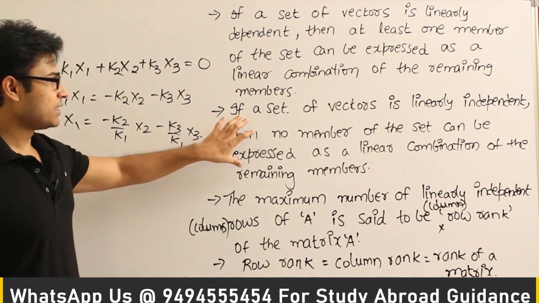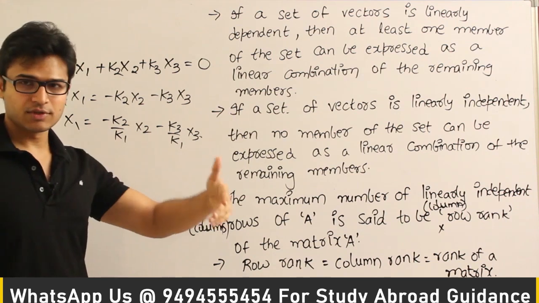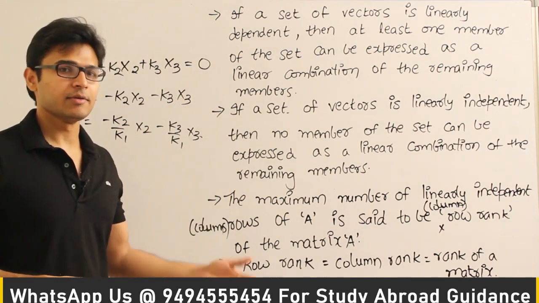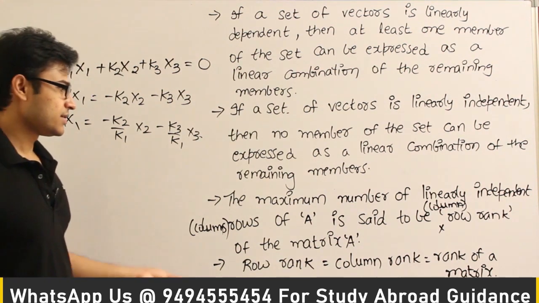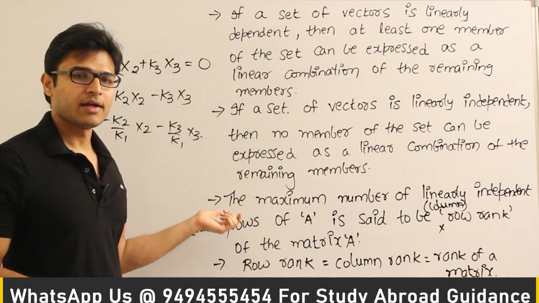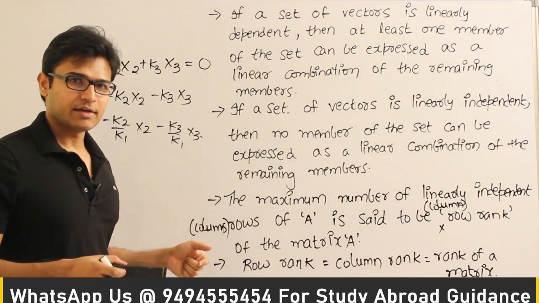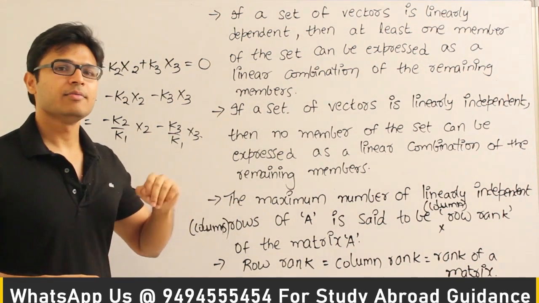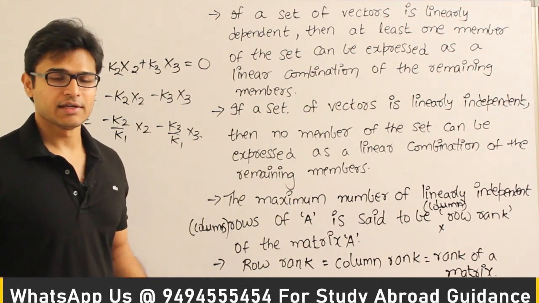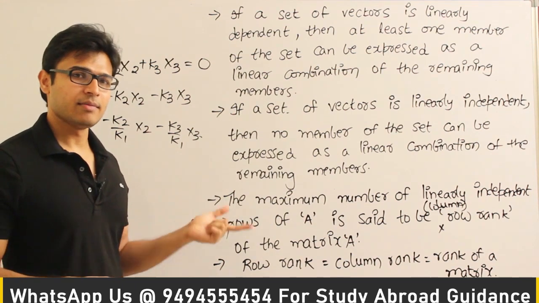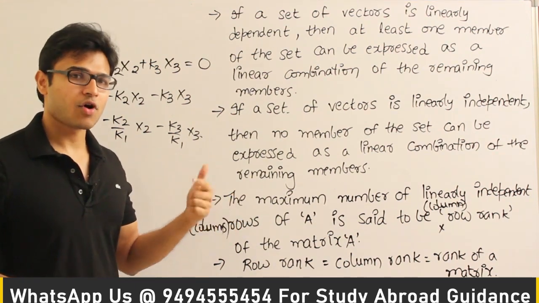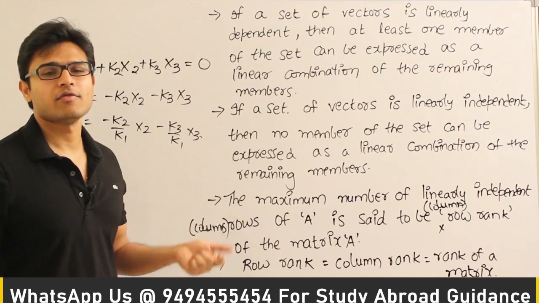So when we have linearly independent vectors, they will be useful in solving the equations, not the linearly dependent ones, because this is the reason. And then we have one more definition, which is called column rank or row rank. When you have a matrix, the maximum number of linearly independent rows is called the row rank of the matrix. Similarly, the maximum number of linearly independent columns is called the column rank of the matrix.